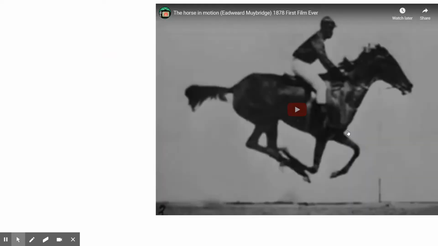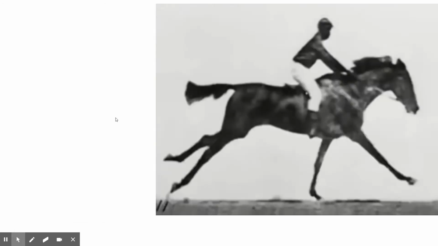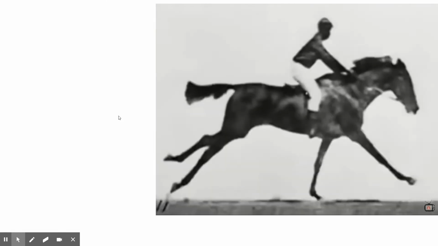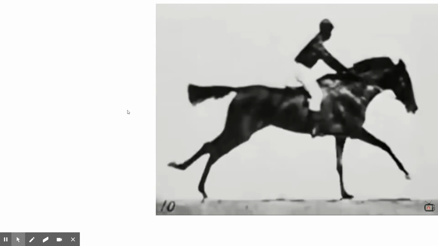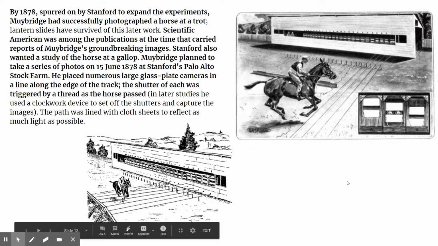Whoops, let's go back. Sorry. This doesn't have any words or language, so we can see this being captured. So we can see, yes, all four legs do come off the ground. Okay, so how did he do it? You can tell by just looking at these images.